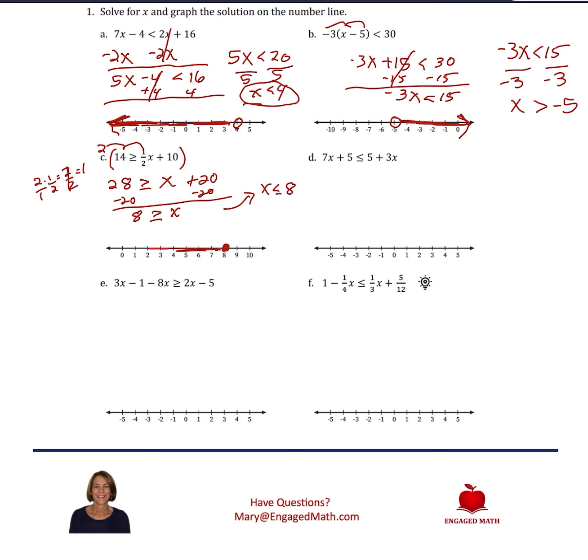And now we're going to shade all the values to the left. Anything shaded would work in that original inequality.